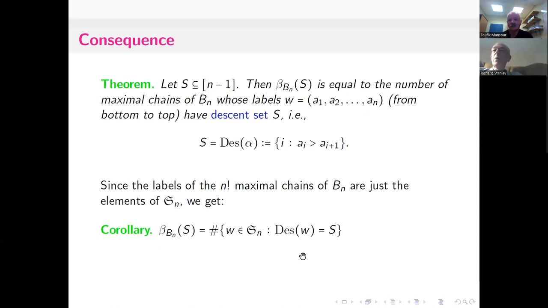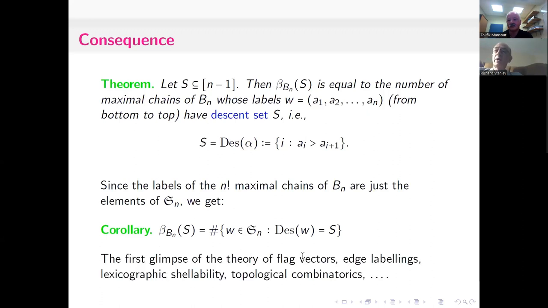How much can we generalize this result? It's the first glimpse of this whole theory of flag vectors, edge labelings, lexicographic shellability, in fact, the first beginnings of the first systematic development of topological combinatorics. So that's one reason why B_n is one of my favorite posets.